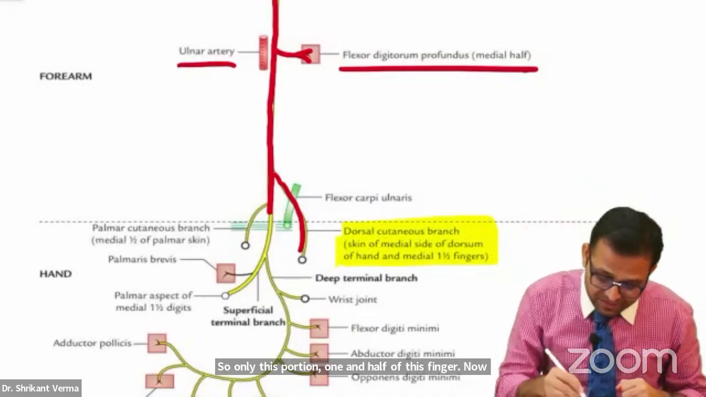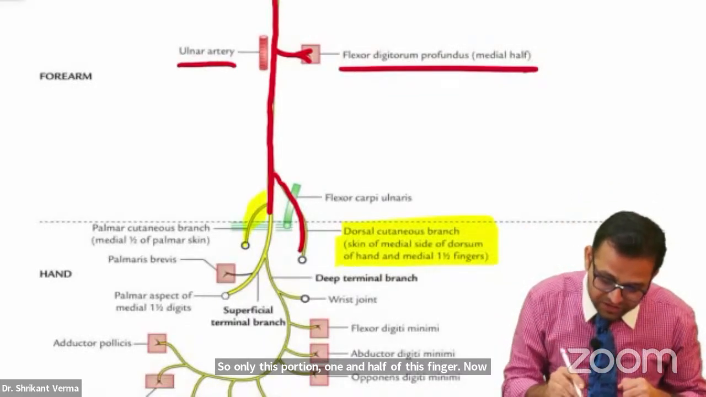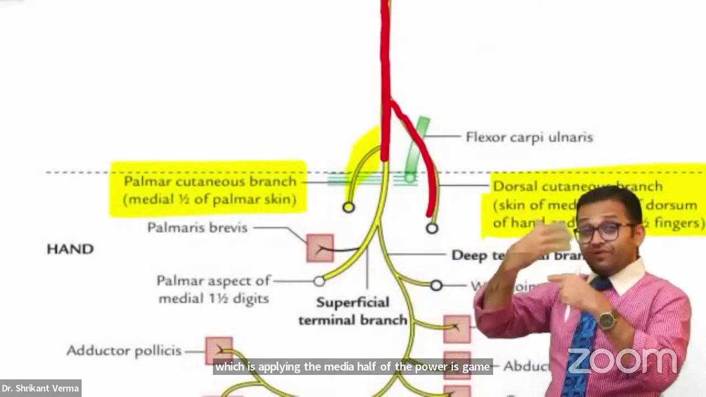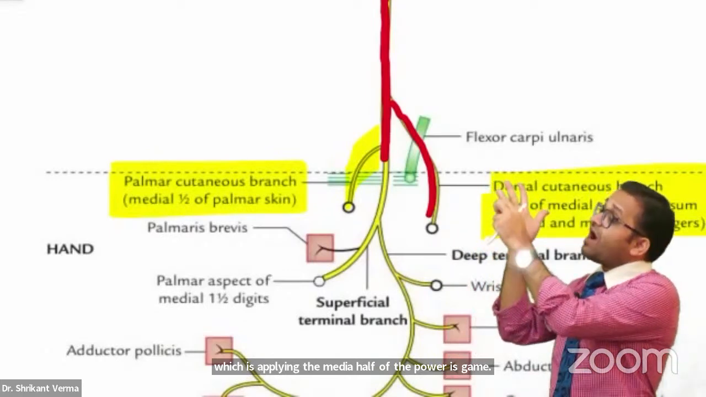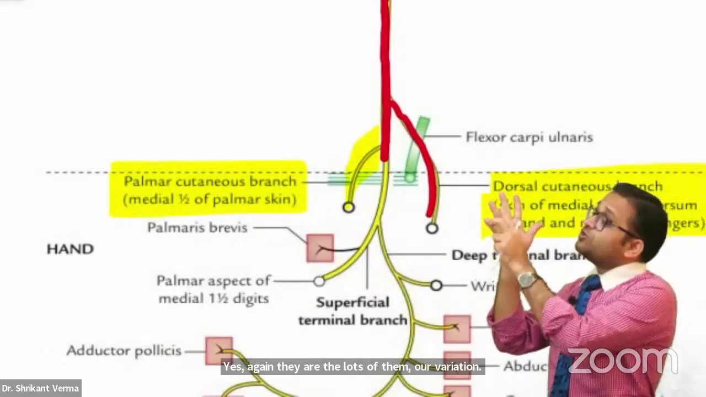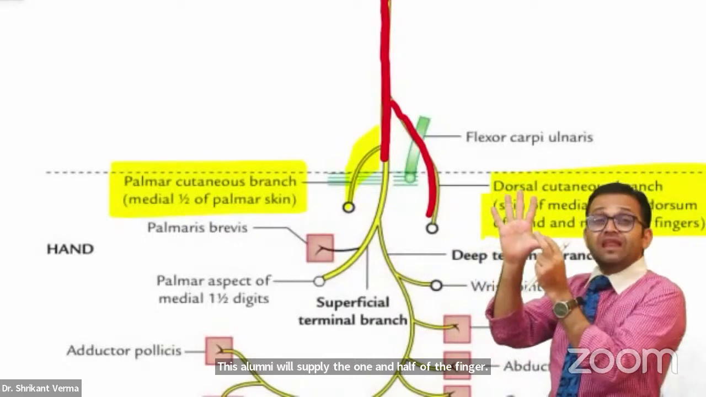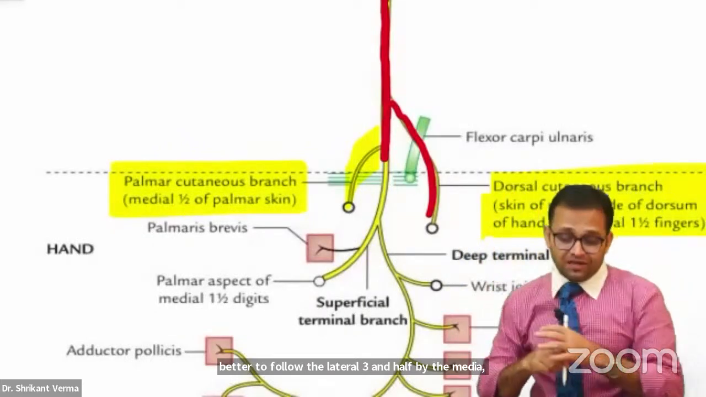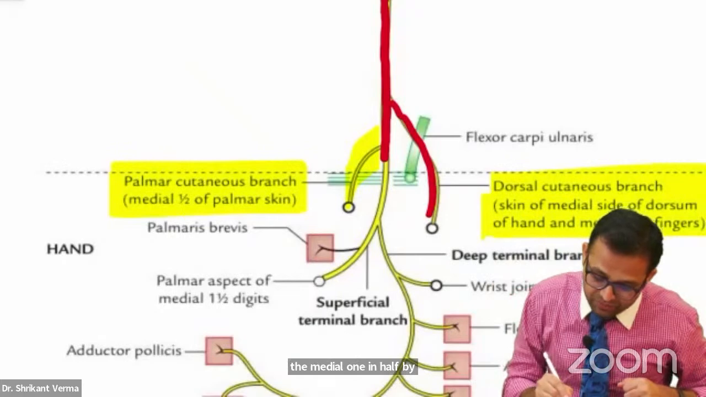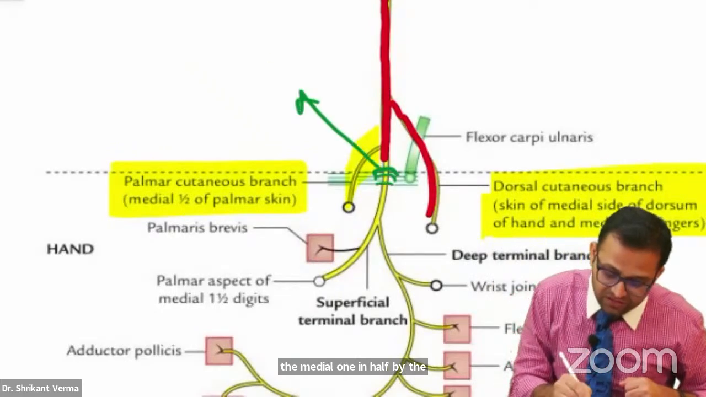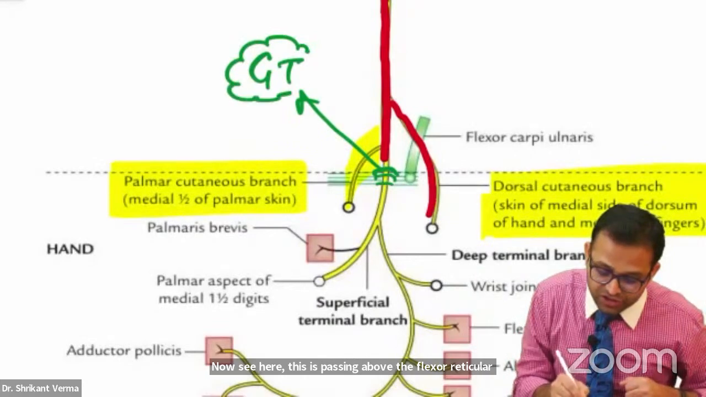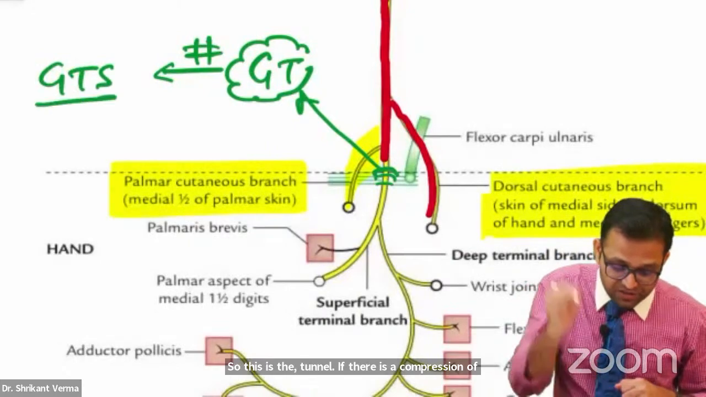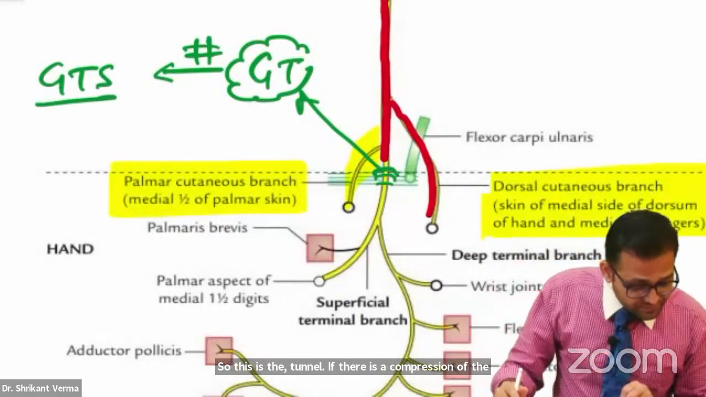Now you can see it gives the palmar cutaneous branch, which supplies the medial half of the palmar skin. Again there is a lot of variation. This ulnar nerve will supply 1.5 fingers. Some textbooks say 2.5. But better to follow the lateral 3.5 by the median nerve, the medial 1.5 by the ulnar nerve. Now see here, it passes above the flexor retinaculum, and here is a tunnel studied by Guyon. So this is Guyon's tunnel. If there is compression of the ulnar nerve within this Guyon's tunnel, then it is Guyon's tunnel syndrome. Getting the point?